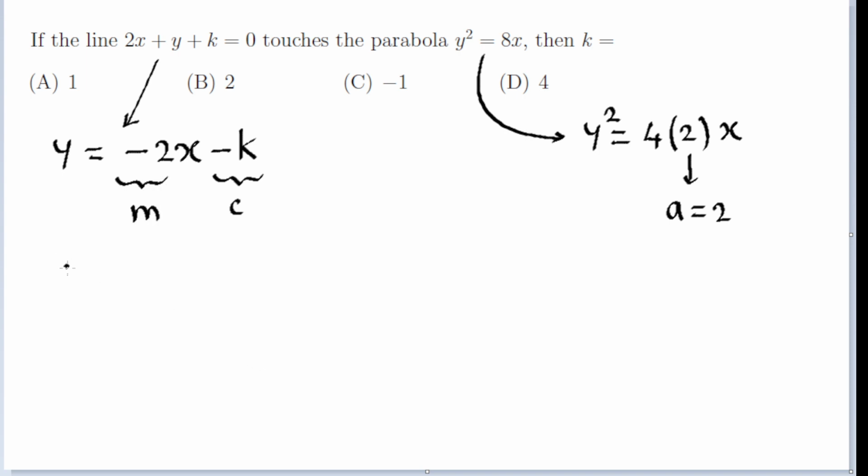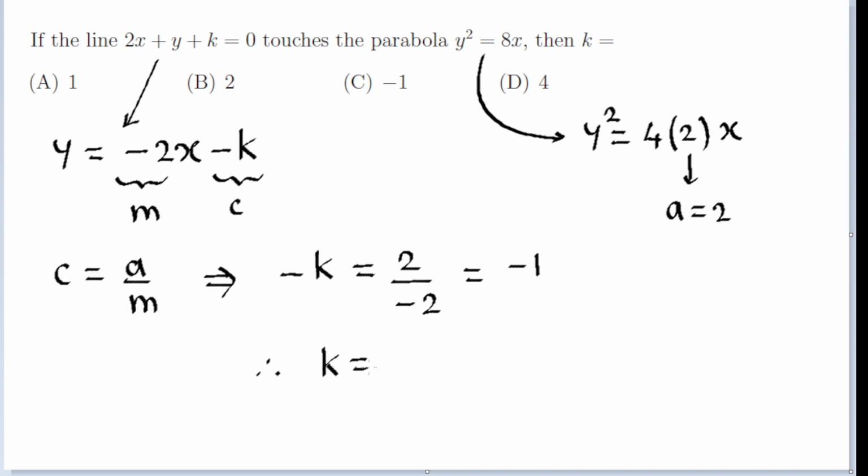And by condition of tangency, we know that c has to be equal to a by m. Right? So substituting all the values, we get minus k equal to 2 divided by minus 2, which is equal to minus 1. So therefore k is nothing but equal to 1. Right? So therefore option A is the right answer.